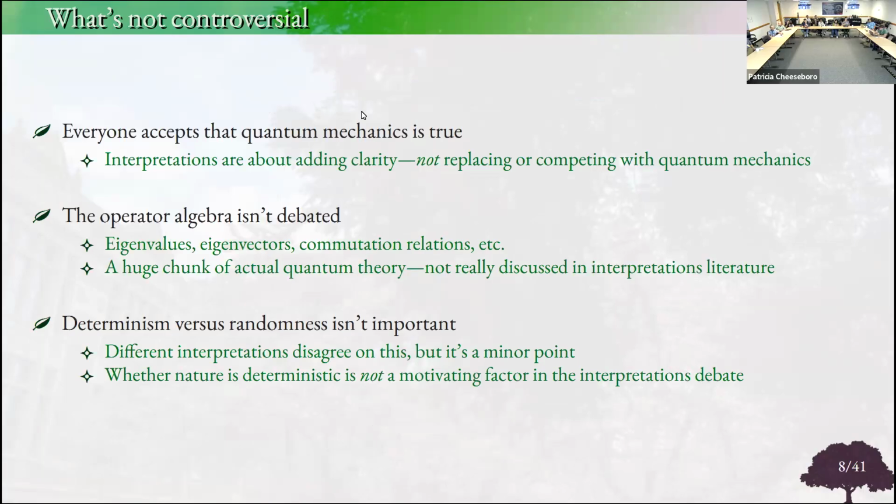All right. And before getting into what is controversial, I really want to emphasize that the reason the interpretation issue doesn't affect everyday physics is because most things about quantum mechanics aren't controversial. Everyone accepts quantum mechanics is true, aside from maybe a very small percentage of people. All the popular interpretations are ways of trying to add clarity to quantum mechanics, especially regarding the measurement process. They're not attempts to replace or overthrow quantum mechanics.